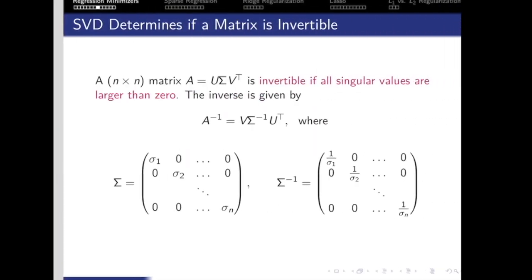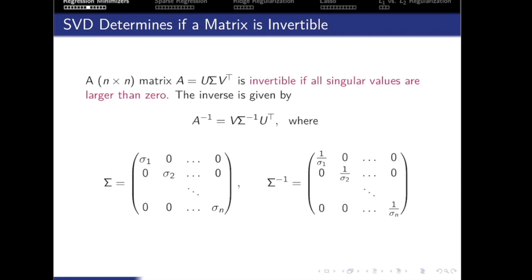And keeping this in mind, we can have a look now at what the connection is from SVD to the inverse of a matrix. So SVD determines if a matrix is invertible, and this we also had just briefly in the linear algebra recap. So we have here an n times n matrix A. We can only have invertible matrices which are quadratic.